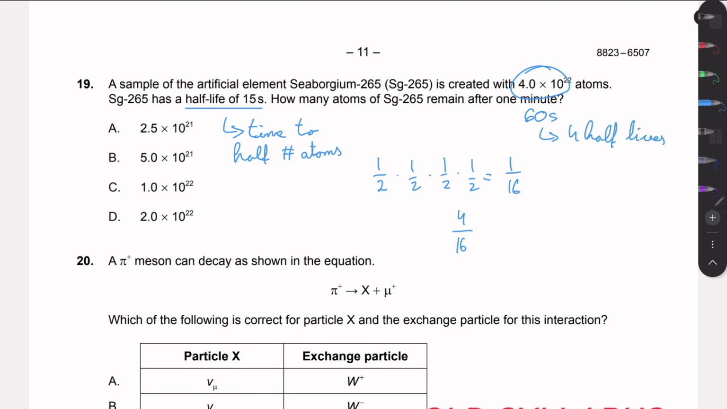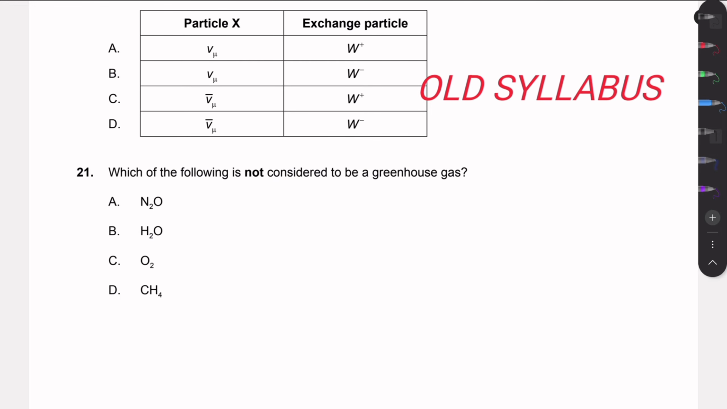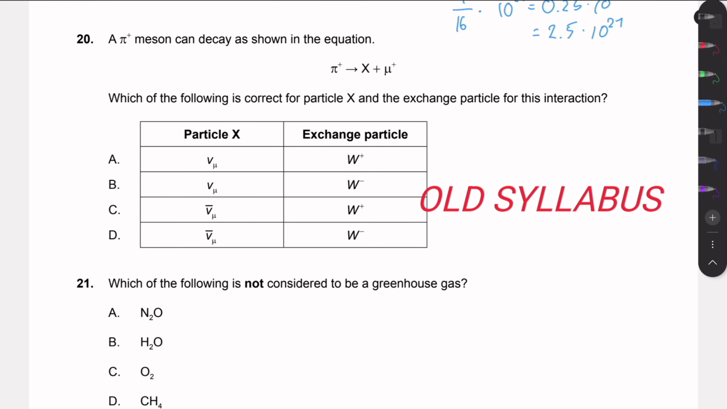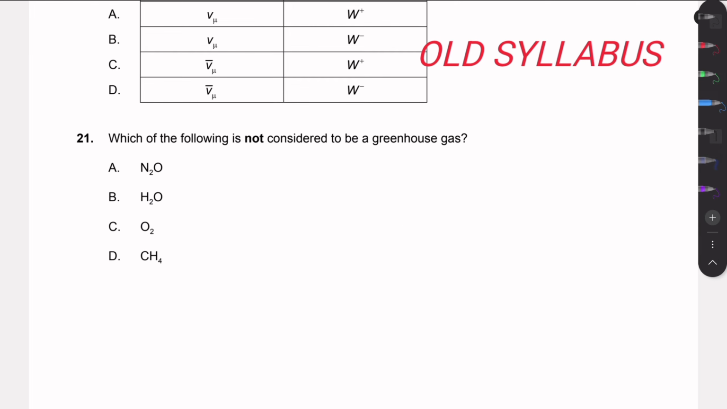So 4 over 16 times 10 to the 22, that's 0.25 times 10 to the 22, and that's the same as 2.5 times 10 to the 21. So that's A. This is also in the old syllabus. We don't need to know any more of these exchange particles and mesons and so on. And then the next question, we need to say which of the following is not considered to be a greenhouse gas. So, well, we just have to remember that oxygen is not a greenhouse gas. The other three are.